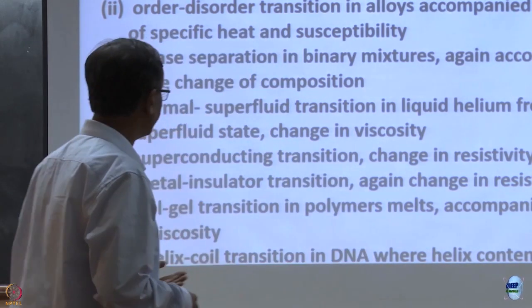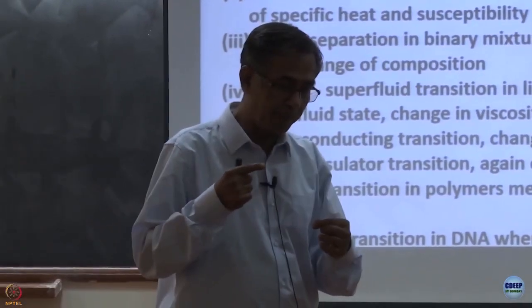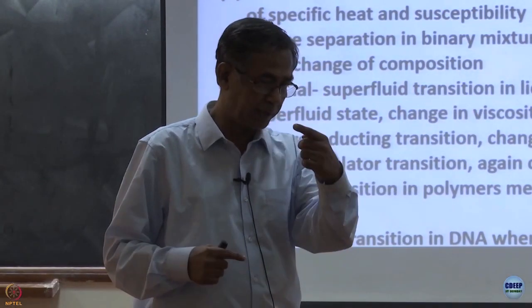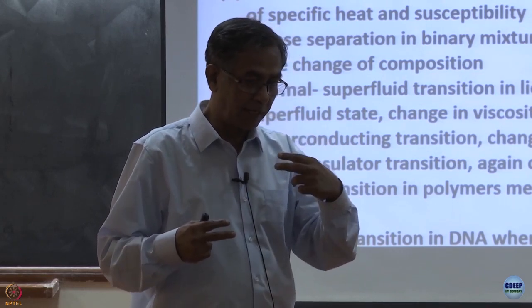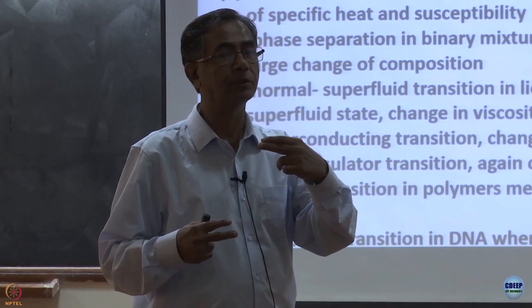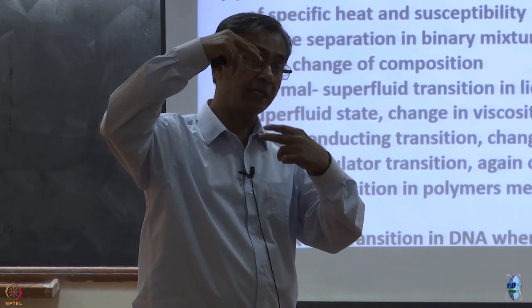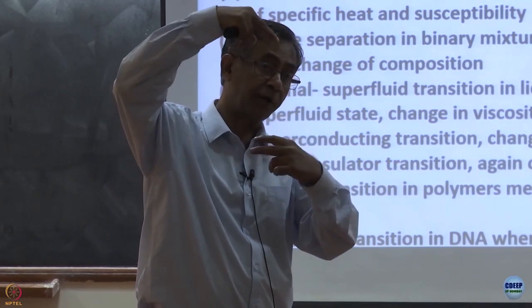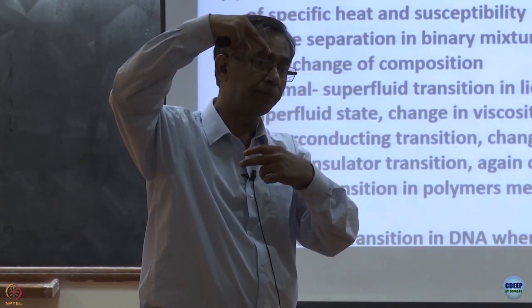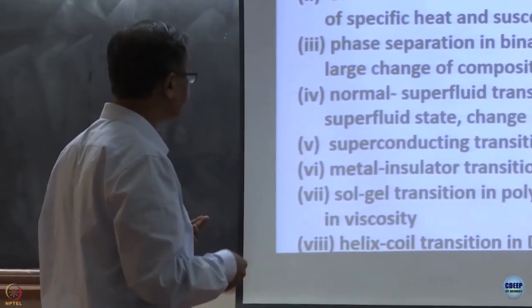So when the helix-coil transition takes place, if you want a DNA helix to be broken into a coil, then you have to first break the three hydrogen bonds. You break the first hydrogen bond, you don't get anything. Second, you break the third one, then it starts rotating. You get the rotational entropy. So that is the essential nucleation phenomenon in that.